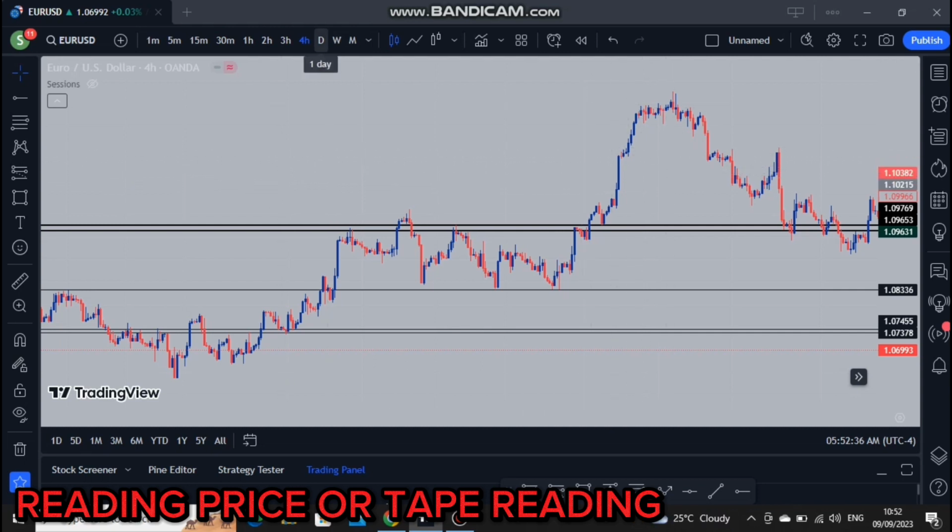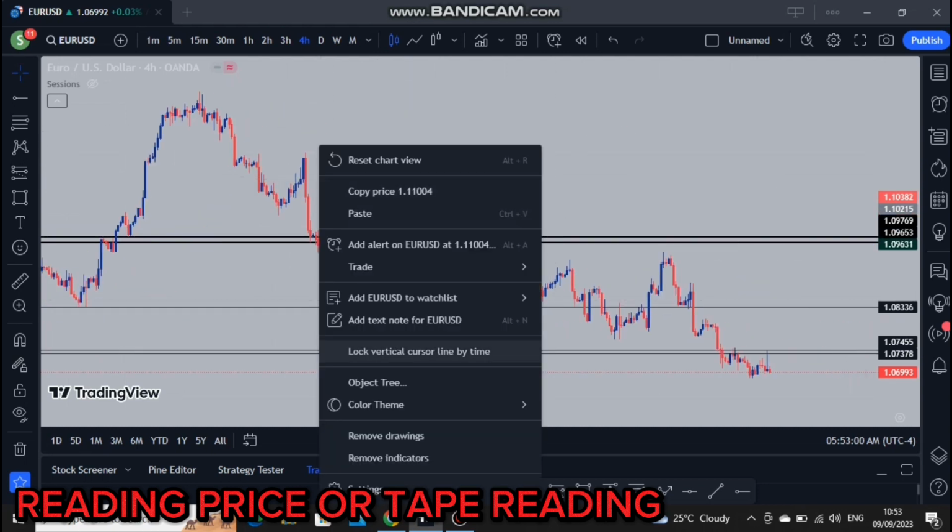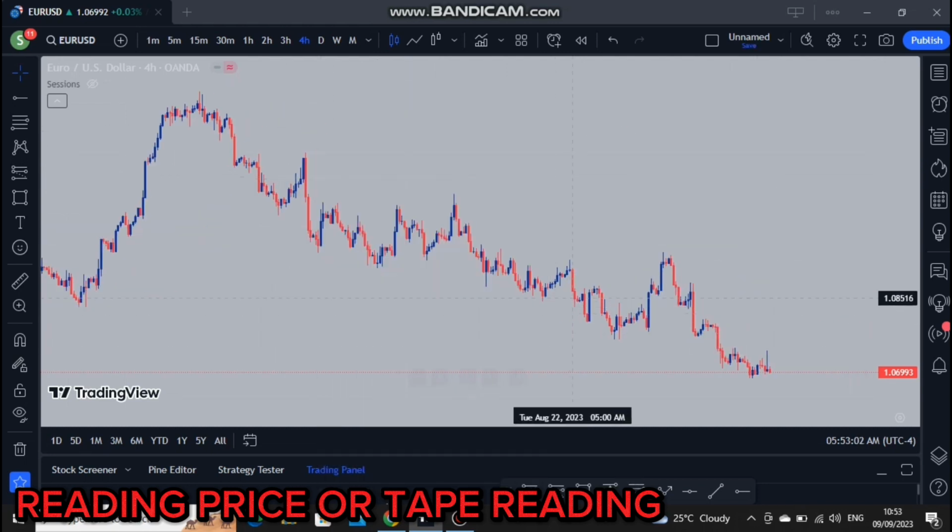All right, so today we're just going to be combining the market structure, trend line, support and resistance in one chart here. So we're going to be combining all of that. So I'm going to clear my chart now. I'm going to clear everything. So we're going to be reading this market.